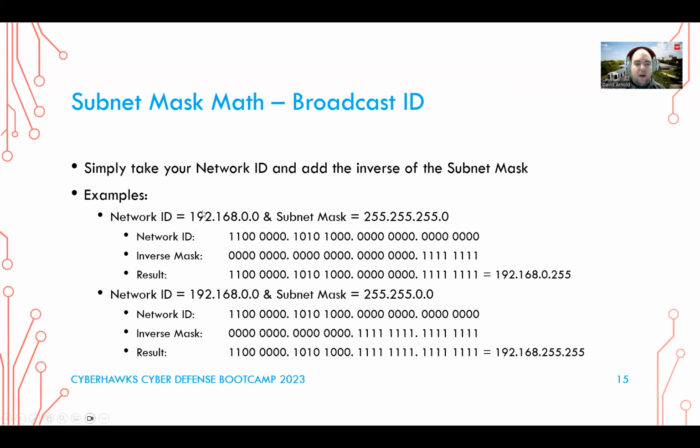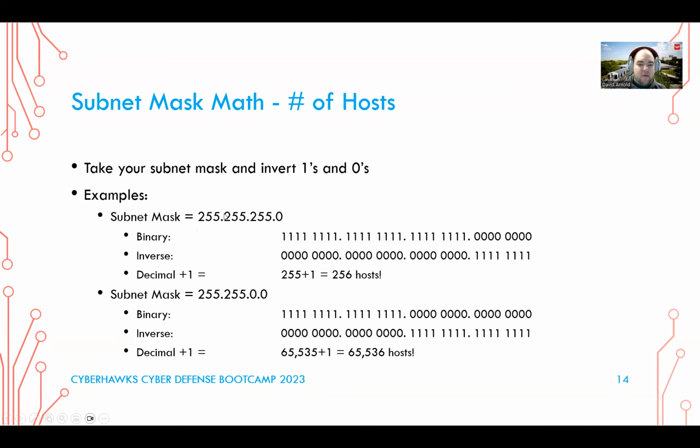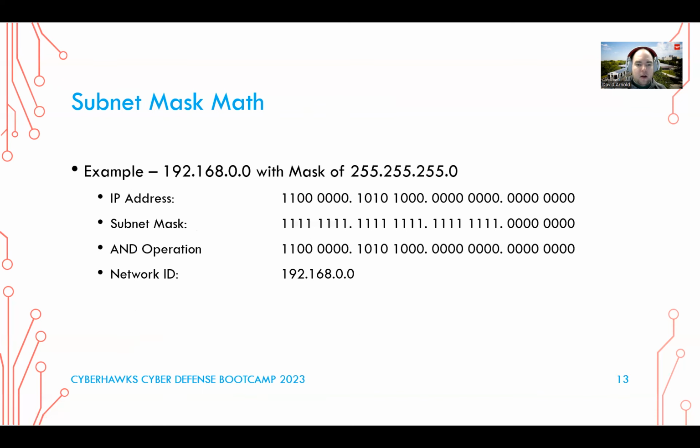And here we go, here's another one. With this one, I add the network ID with the inverse of the subnet mask. It's just going to be the maximum value in the range. So if I consider an IP address of 192.168.0.0 and a mask of this, the highest number on the very end is going to be 255. And so naturally, the broadcast is going to be 192.168.0.255. That would be how that one functions.